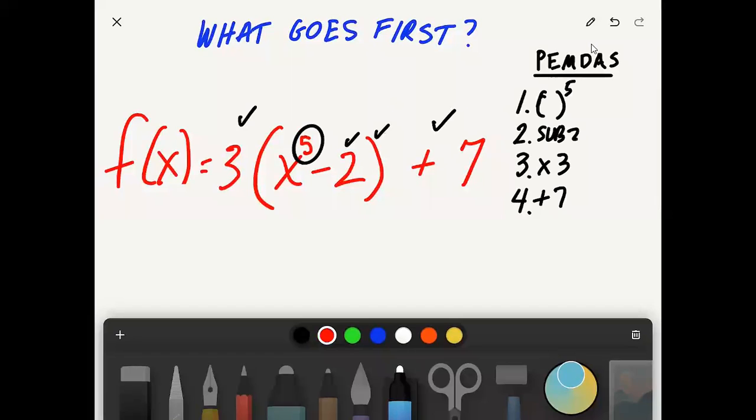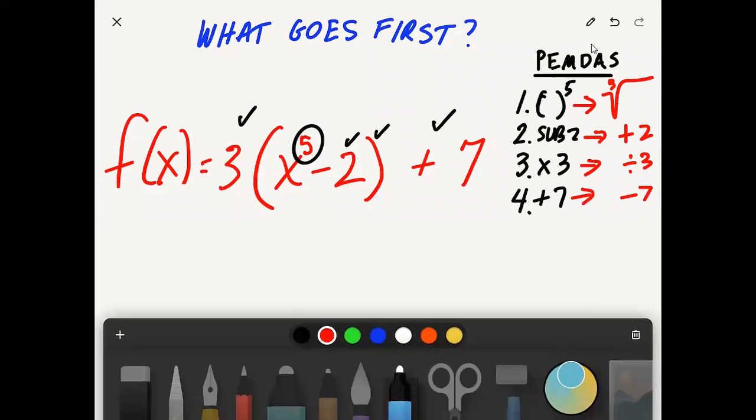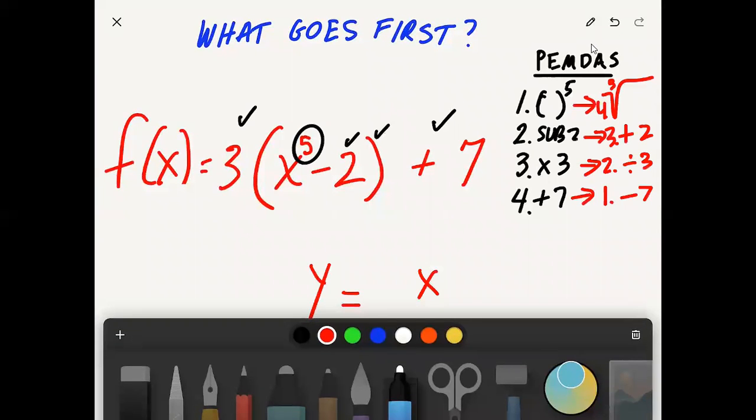Now that I have those operations, I'm going to do the inverse. The inverse of raising something to the 5th power is taking the 5th root. The inverse of subtracting 2 is adding 2. The inverse of multiplying by 3 is dividing by 3. The inverse of adding 7 is subtracting 7. I'm just going to reverse the order. And now I'm going to find the inverse function. I'm going to change the color here.